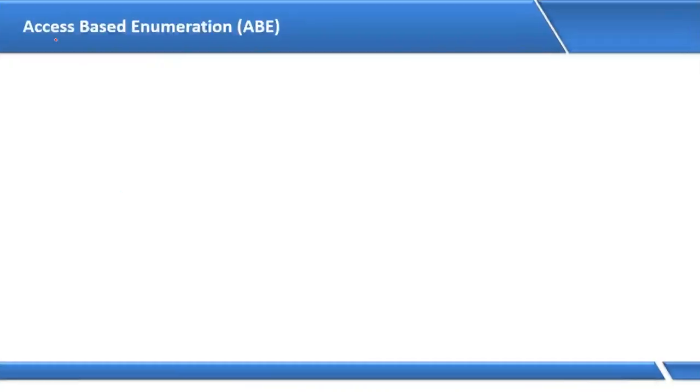This one, write down Access Based Enumeration, that is called ABE. Access Based Enumeration, that is called ABE permission. Now by using this ABE permission, we can restrict one user from a particular file also. We can restrict a particular file to a particular user.